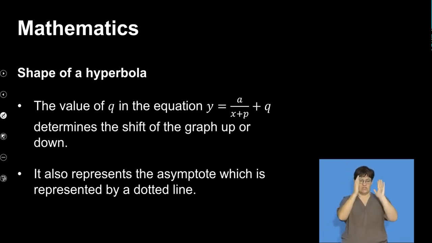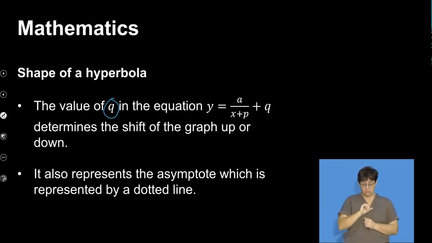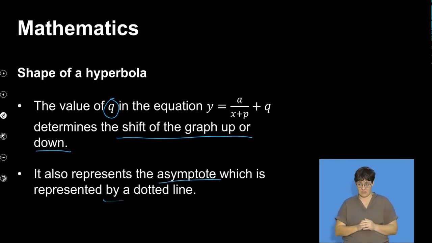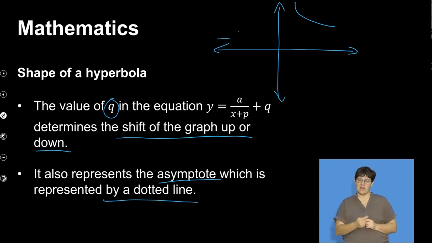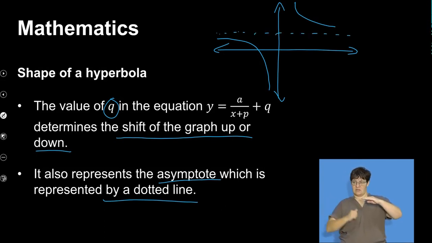Now, the value of q, which is the asymptote, determines the shift of the graph up or down. It also represents the asymptote, which is normally represented by a dotted line. What this means is, if I have a Cartesian plane, and I say my graph lies there and the other arm lies maybe here, then my asymptote will lie at that point there, and that's how I'm going to represent it. That is an asymptote, because if I draw a solid line, then there won't be a difference between the Cartesian plane and the asymptote.